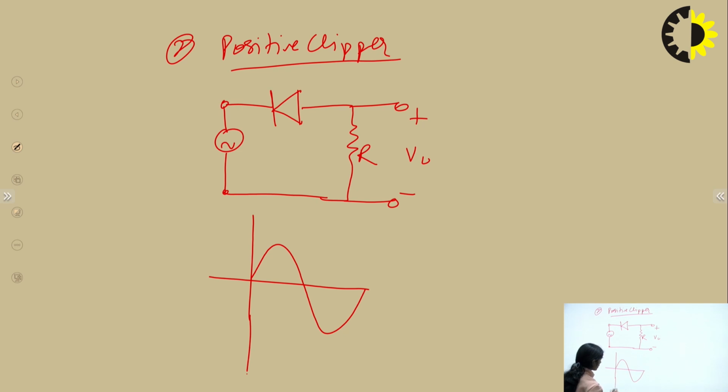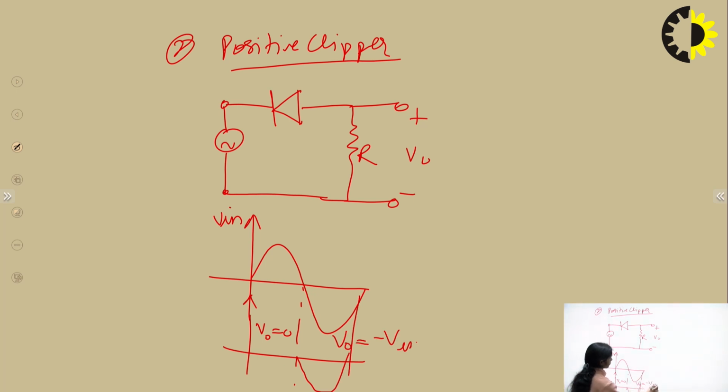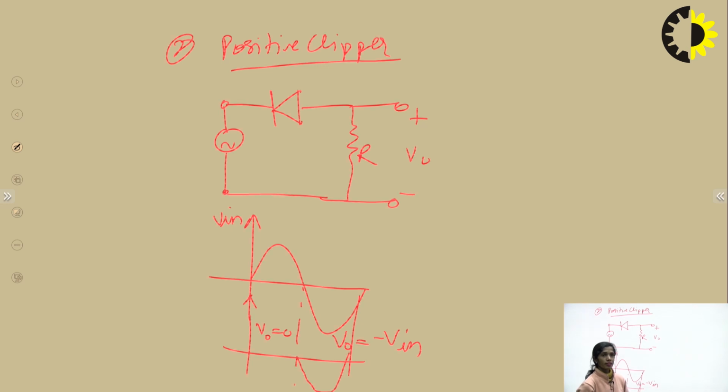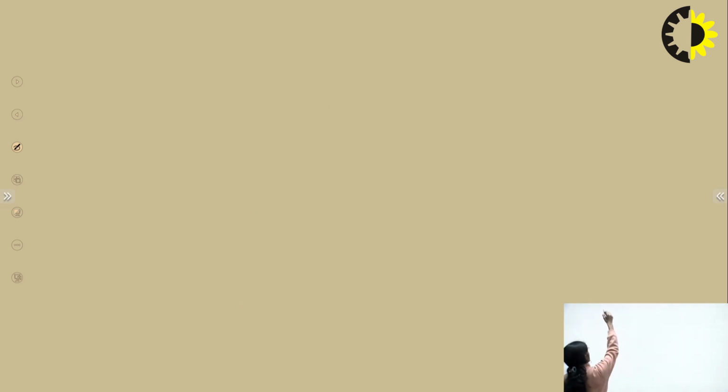In this case we get the output like this. For the positive cycle we get no output, that is V out equals 0. This is the V in and the V out is 0. But for the negative cycle we get the output, that is V out equals minus V in. In this way you can draw the positive clipper circuit. This is how the basic clipper circuit works. Now the next condition we are going to see is the biased clipper.